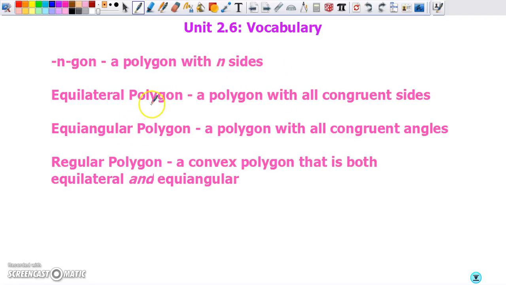Then we have an equilateral polygon, and that's a polygon with all congruent sides. On the other hand, we have an equiangular polygon, which is a polygon with all congruent angles. Now, if you combine those two things with a convex polygon, then it's called a regular polygon. So it's regular if it's convex, equilateral, and equiangular. All of those things have to happen.